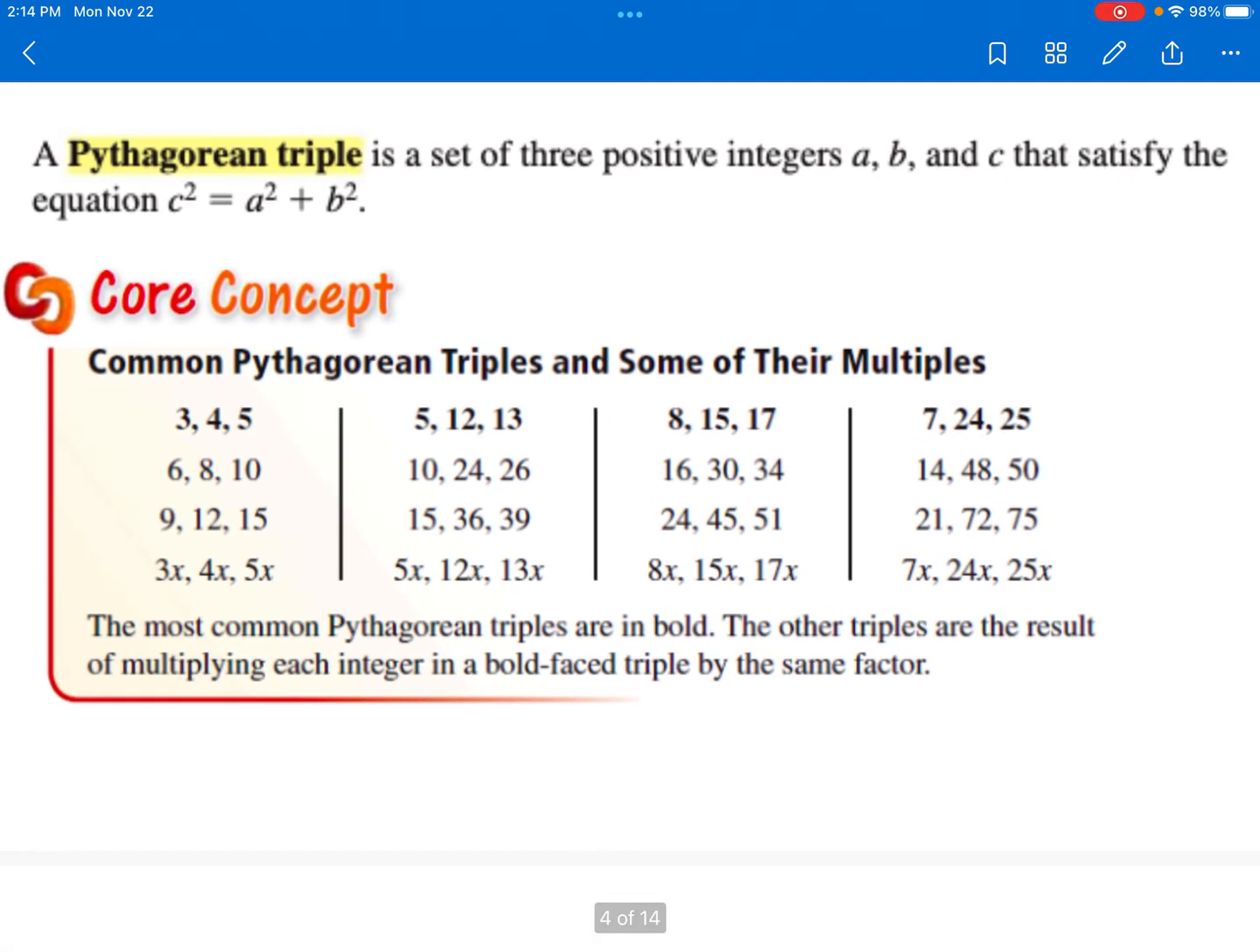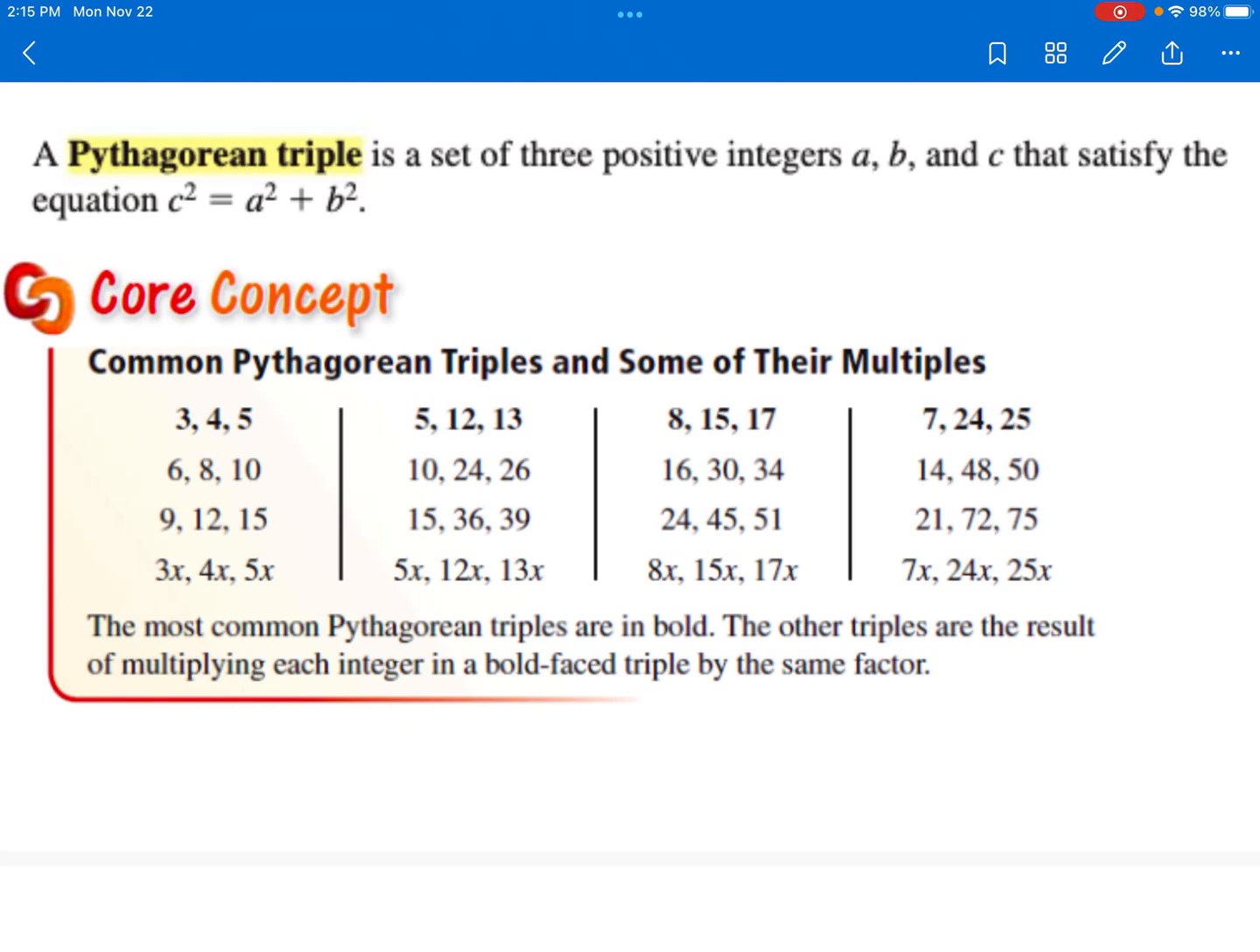A Pythagorean triple is a set of positive integers, a, b, and c, that satisfy the Pythagorean theorem. So these integers are unique, in other words. So like 3, 4, 5. 3 squared plus 4 squared equals 5 squared. So we call that a triple. 5 squared plus 12 squared equals 13 squared. We call that a triple, etc.